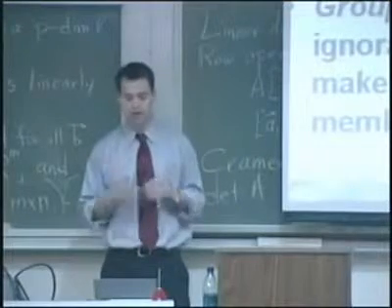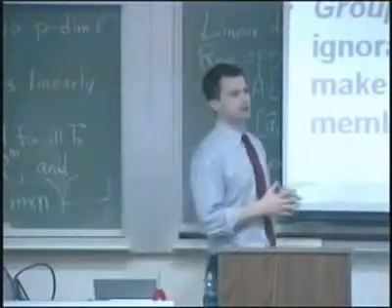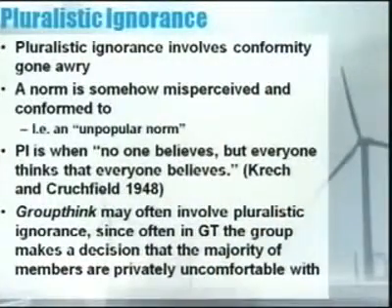Pluralistic ignorance is when no one believes, but everyone thinks that everyone believes. This is a definition by Krech and Crutchfield from 1948. And groupthink, this concept that we talked about in some detail on Thursday, could be thought of as involving pluralistic ignorance, since often in groupthink, the group makes a decision that the majority of members are privately uncomfortable with. And here I would ask you to think about that cartoon, right?